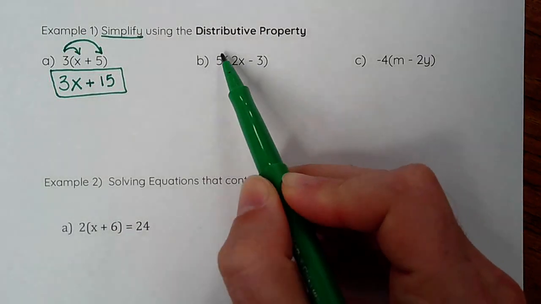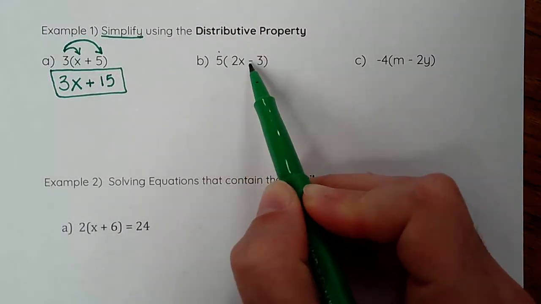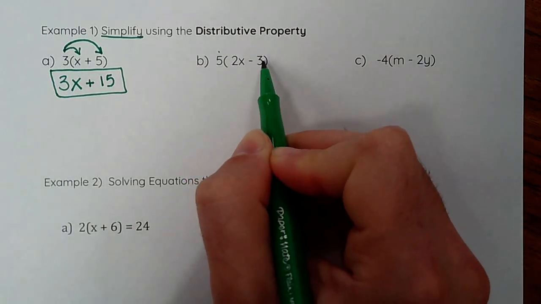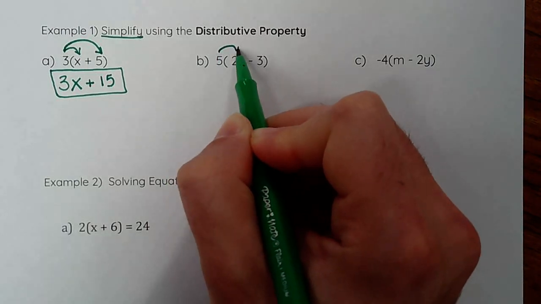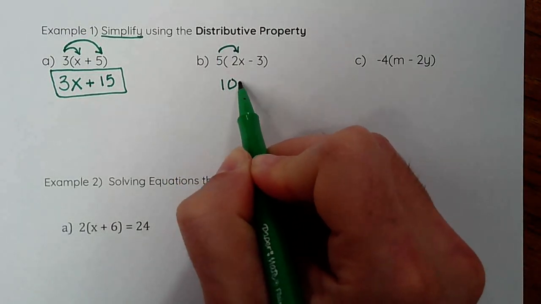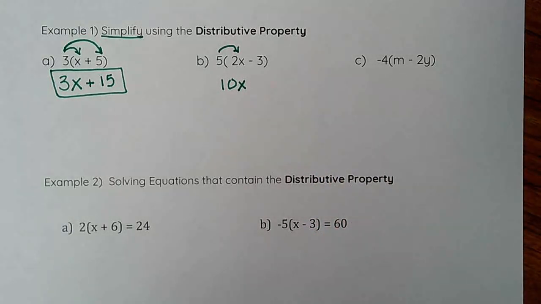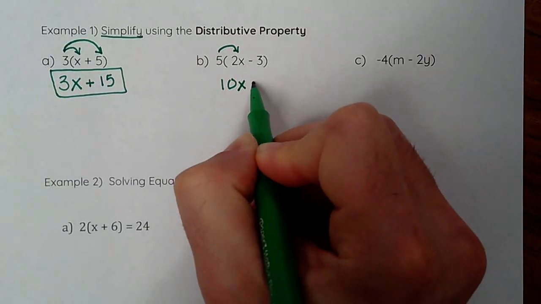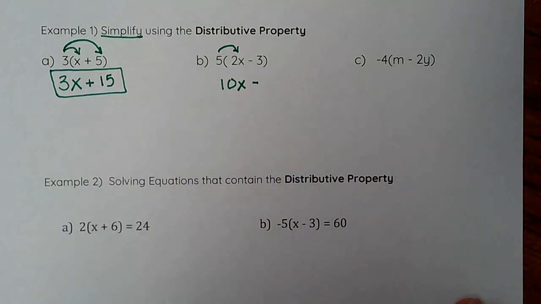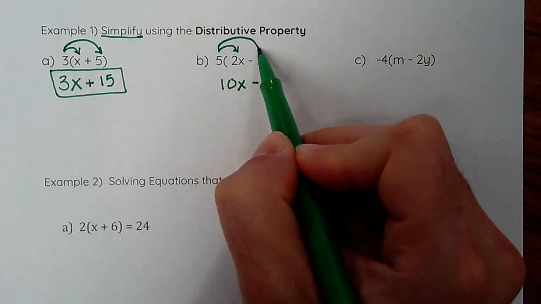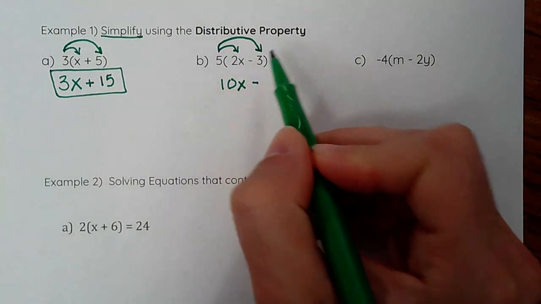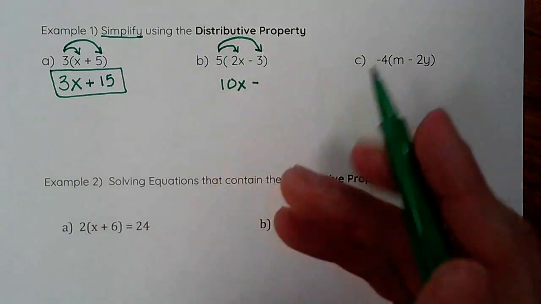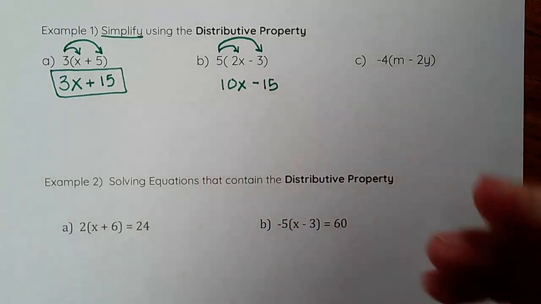B, 5 times the quantity 2x minus 3. So we're going to distribute this 5 to the 2x and to the 3. So 5 times 2x is 10x. 5 times 2 is 10, and I keep that variable, 10 times x, or 10x. I'm going to bring down the subtraction as a minus, and then I'm going to distribute the 5 to the second part. So 5 times 3. I don't have to worry about this subtraction sign because I've already brought it down. So 5 times 3, again, gives us 15.